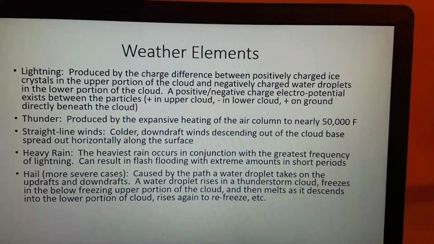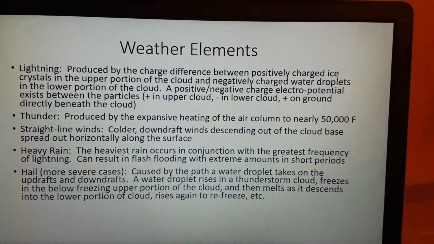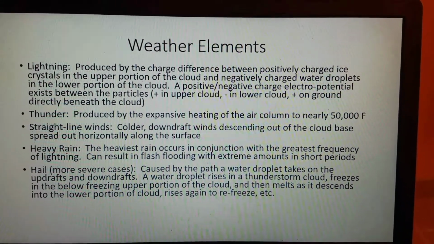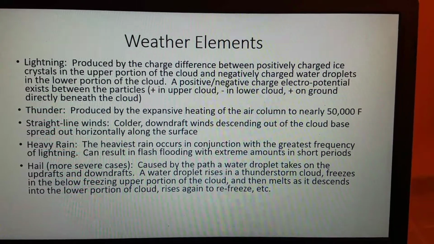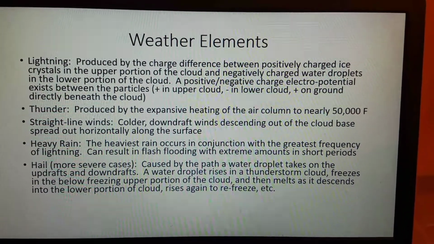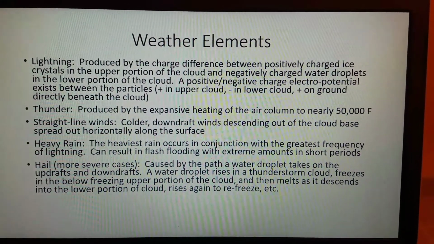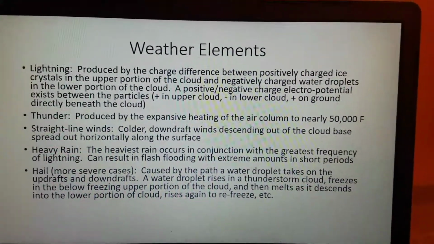And then heavy rain. The heaviest rain typically occurs in conjunction with the greatest frequency of lightning. So if you're getting a lot of lightning, you're typically around the area with the heaviest rain. Research has shown this. And that can result, obviously, in heavy rain and flash flooding with extreme amounts of rain in short periods of time. And then hail in more severe cases.